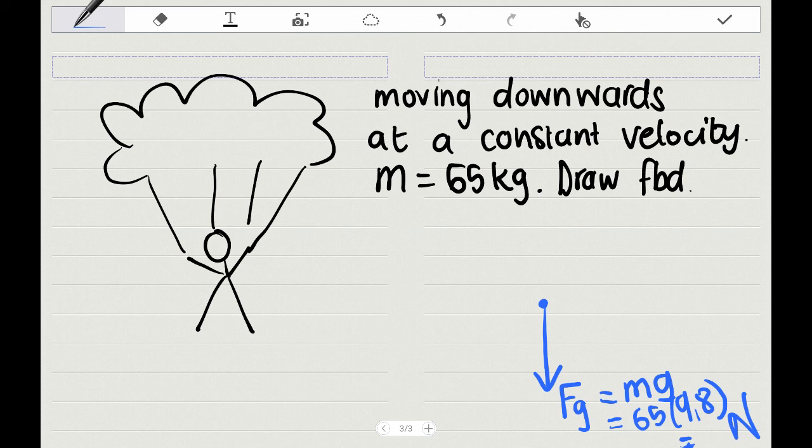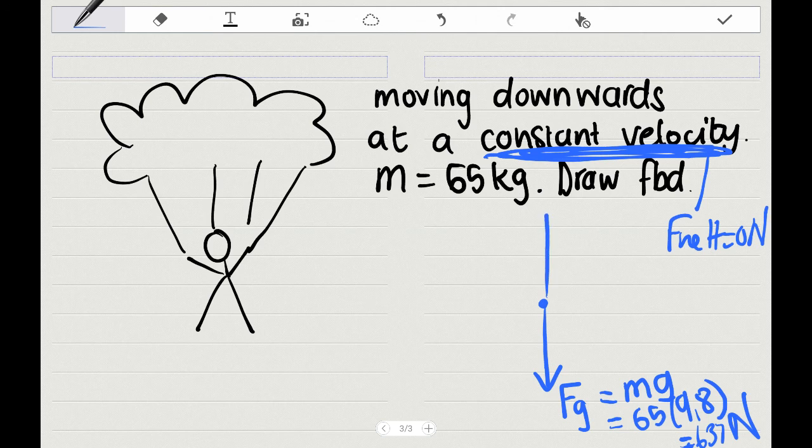Actually, let me just tell you what 65 times 9.8 is. It's 637. Okay, so the gravitational force is 637 newtons. He's moving downwards at a constant velocity. So again, we have this constant velocity, and by Newton's first law, what do we know? That the F net is equal to 0 newtons. So if there's a downward force of 637 newtons, that means there must also be an upward force of 637 newtons. What do you think this upward force would be due to?